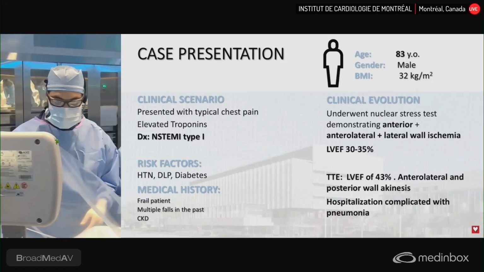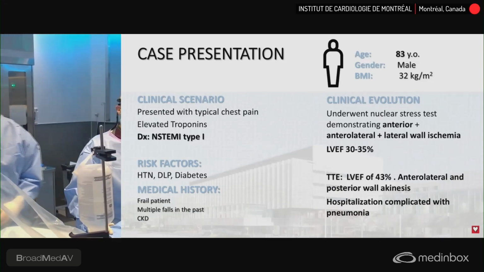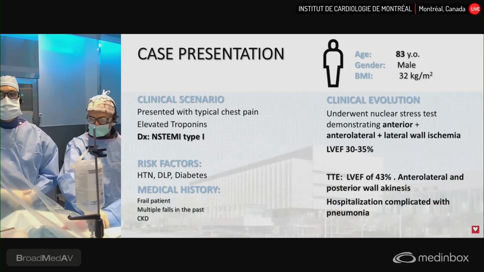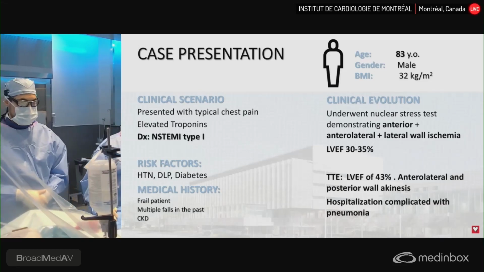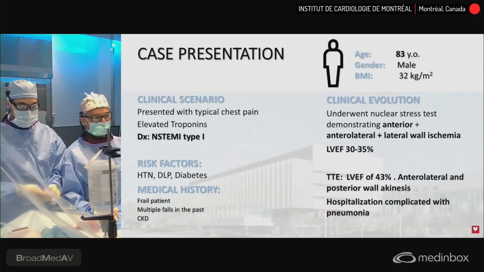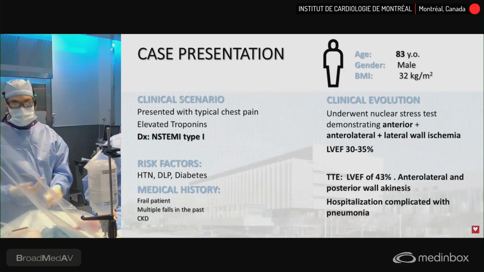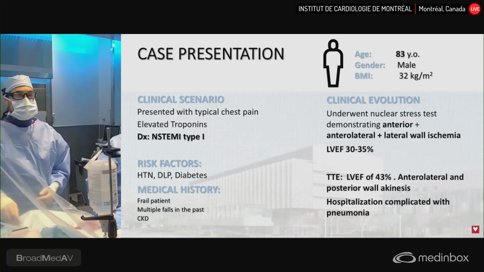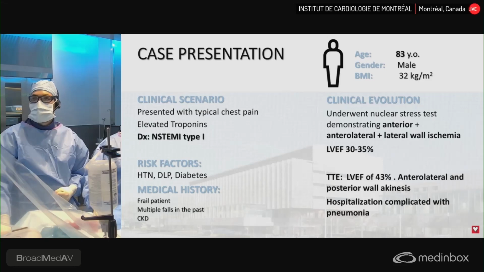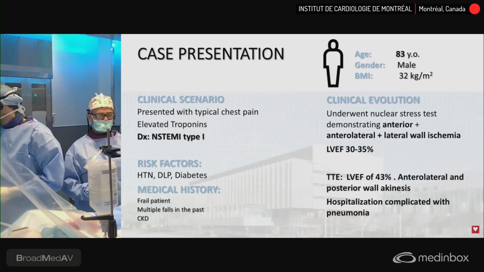So this is an 83-year-old gentleman. He presented at our institute 2 weeks ago with typical chest pain and elevated troponin. The ST segments were normal, so our diagnosis was NSTEMI type 1. His known risk factors are hypertension, cholesterol, and diabetes. Also, we know from medical history that the patient had multiple falls in the past. He's a frail patient. He also has chronic kidney disease with creatinine around 120.